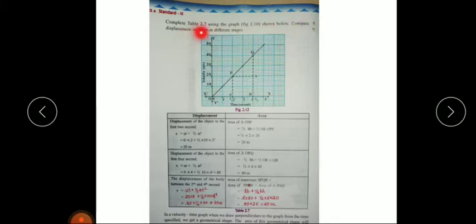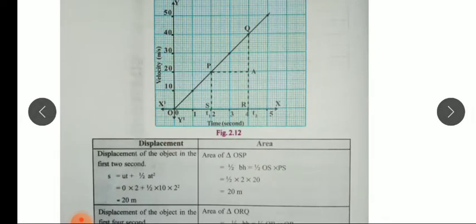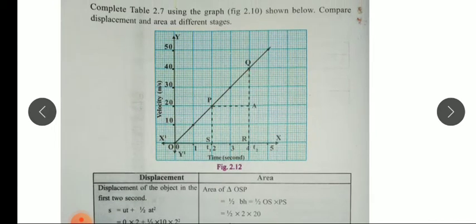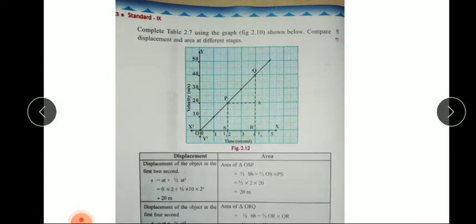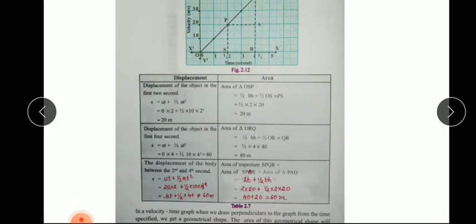So complete the table using the graph, figure 2.10, shown below. Compare the displacement and area at different stages. So here you can see the velocity-time graph, and here you can see the straight line. So we can say the object is moving with uniform acceleration. So in this case the acceleration is 10 meters per second squared.